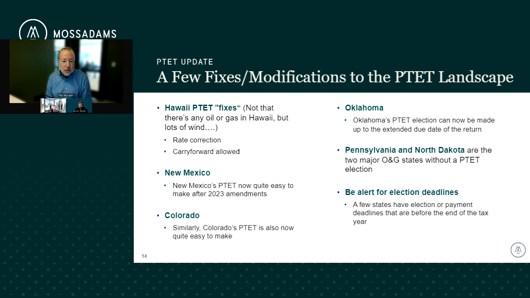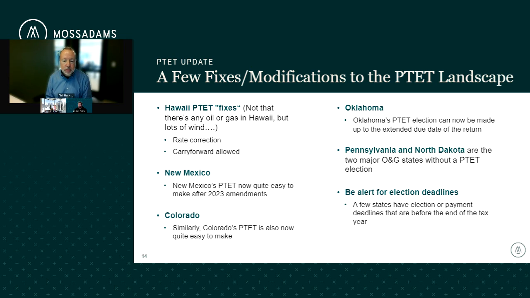New Mexico's PTET is now quite easy to make after 2023 amendments. Similarly, Colorado's election was adjusted a little bit to make it easier to make. Oklahoma fixed their due date, or I don't know about fixed, but extended the due date to the extended due date of the return, which makes it much more attractive as well, or at least much easier to calculate and figure out whether or not you want to make that election.